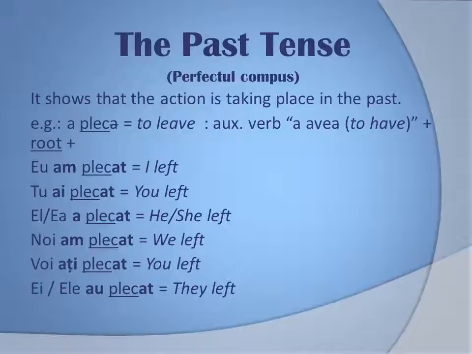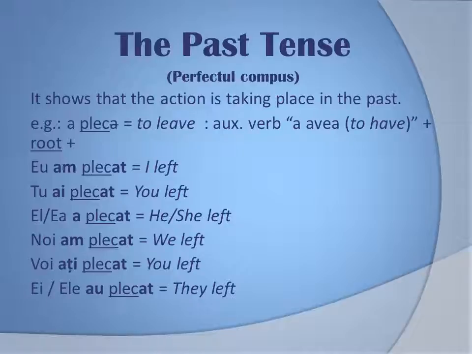And here we'll use an auxiliary verb, which is a avea, to have. And then we identify the root, and then we add those last letters. But as you can see in the example, the last couple of letters are A and T, at, in every case. So let's read the example.